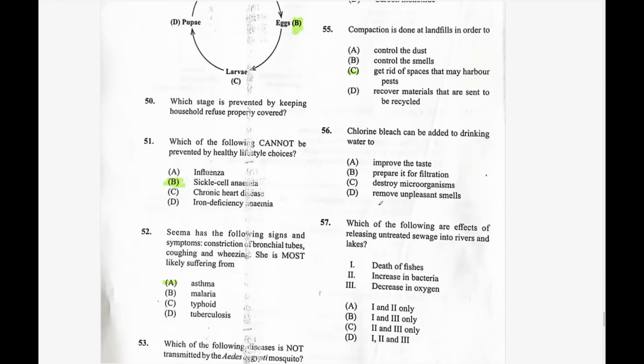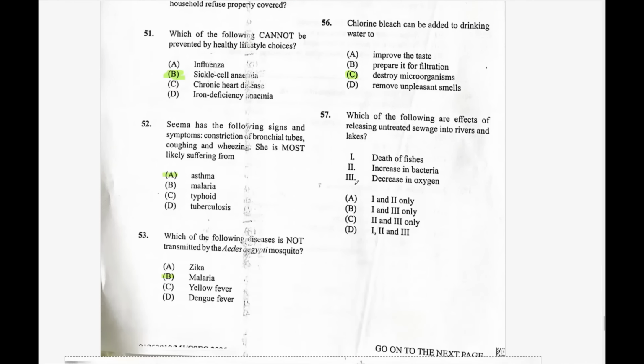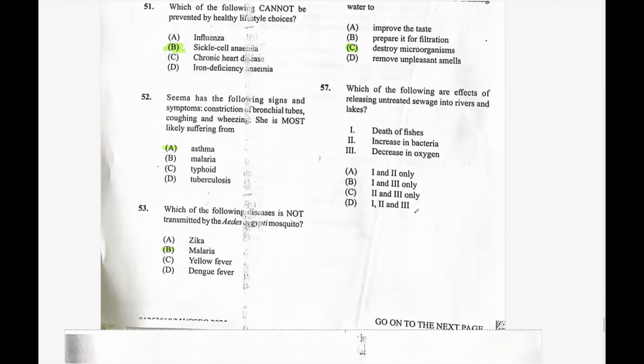Question 56. Chlorine bleach can be added to drinking water to destroy microorganisms. The answer is C for 56. 57. Which of the following are effects of releasing untreated sewage into rivers and lakes? Death of fish, yeah, that's true. Increase in bacteria, yes. Decrease in oxygen, yes. So we're looking for the answer that says everything is true, which makes 1, 2, and 3 D.